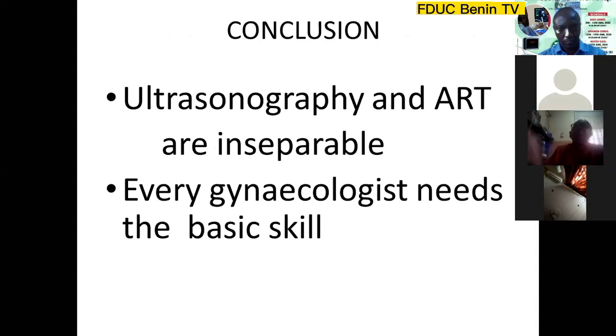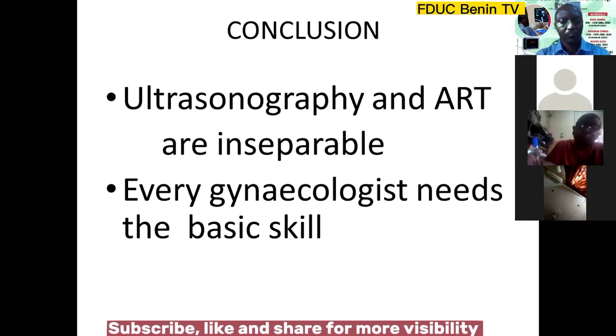So you can see that at the end of the day, if you look at infertility management from start to finish, you need a scan. Either you are monitoring your treatment, or you are selecting patients, or you are trying to prepare the patient for better outcome, you need a scan. So every gynecologist needs this basic skill. We don't expect you to go and do level 3. No, just a basic scan. And then it makes your job better. It makes life easy for you.